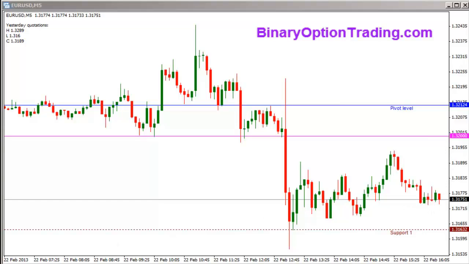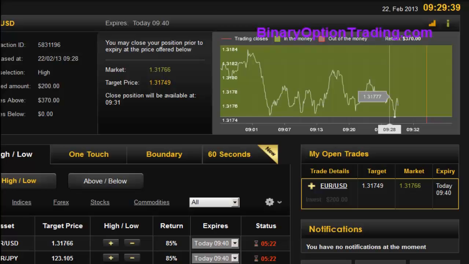So our entry, let's go back to the trading platform. In at 1.31749. It's currently at 1.31775. So currently in 3 pips of favor and moving up pretty good early in this trade. Always good when you can get off to a good start. However, we do have 10 minutes to go.